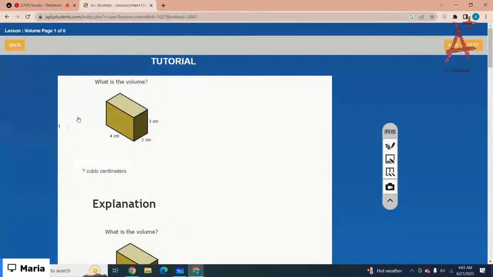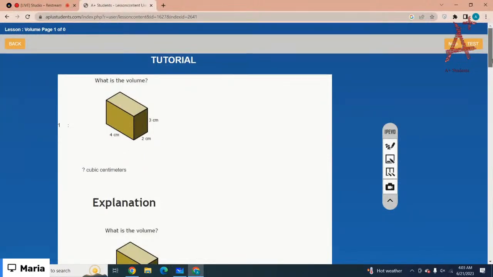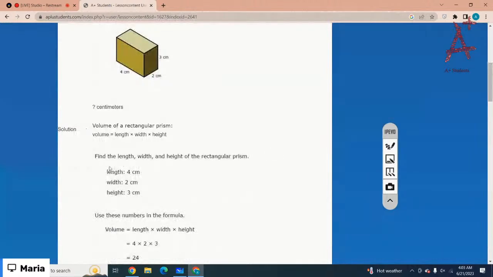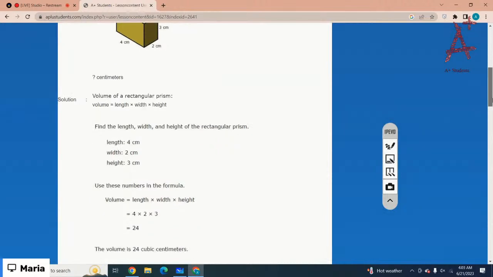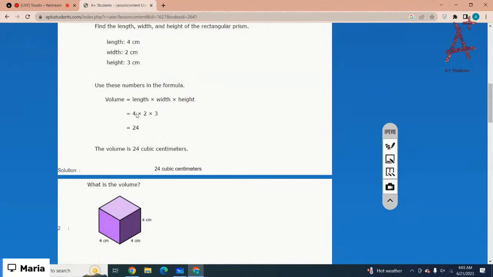What is the volume? You have to calculate the volume of the given figure. So you have to use the formula, that is volume equals length times width times height. Got it? You are given the length is 4, the width is 2, and the height is 3. It would be 4 times 2 times 3. Got it? 4 times 2 is 8 and 8 times 3 is 24.